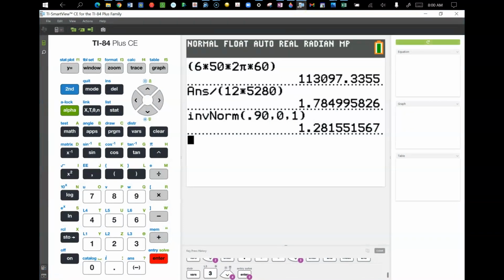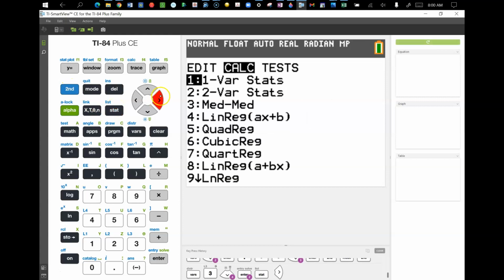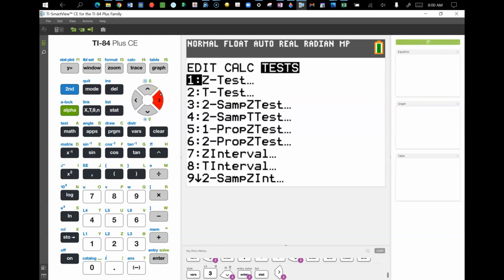So if you hit stat, and you go over to tests, there's a whole bunch of tests here, and you're going to have to figure out these as we go along and remember which ones are which. So z-test, t-test, 2 sample z-test, 2 sample t-test, 1 prop z-test. There's a whole bunch of them. But what we have is a confidence interval. And what we're doing here is we are doing a z-interval.